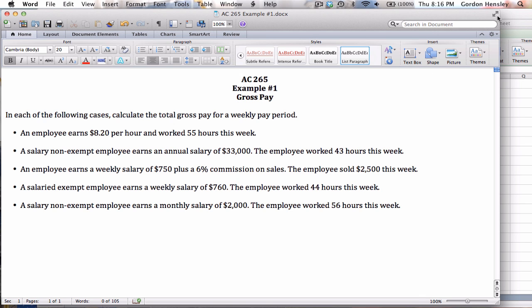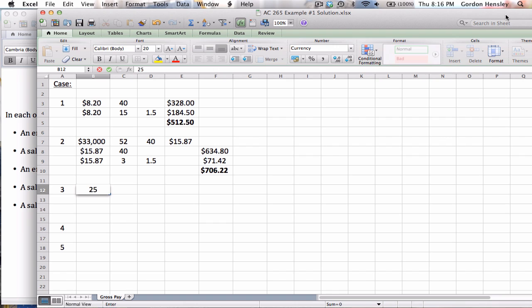So in this case, I've got a commission based on sales. Well, they sold $2,500 worth of merchandise. They're entitled to a 6% commission. Well, 6% as a decimal is 0.06. So what I can do then is take the $2,500 and multiply that by 0.06, and that gives me a $150 commission. And then I tack onto that the $750 salary, and I just add these two together. So that gives me $900 total pay for that particular employee.